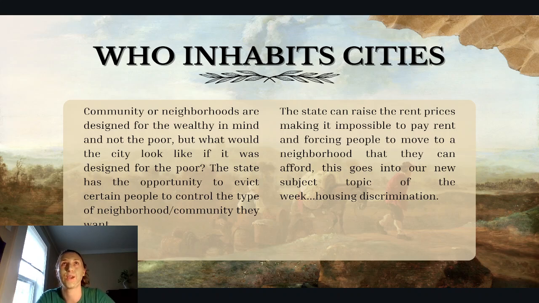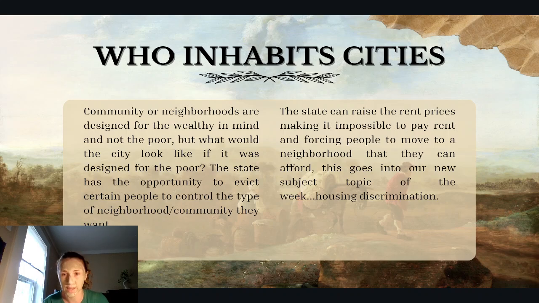This is a huge question that makes us wander and ponder all of these different aspects of who built cities, who inhabits cities, what are cities, that we try to connect and find the dots of. And I just loved this question and how broad it was, so I had to include it in my final project. So the state has the opportunity to evict certain people to control the type of community and environment that they want in their neighborhood.